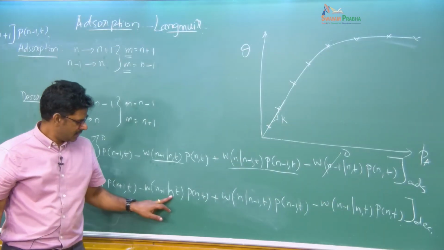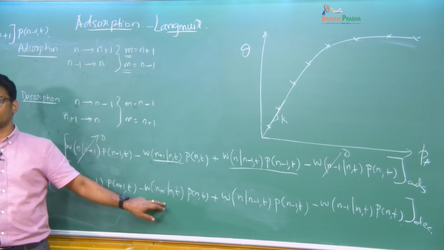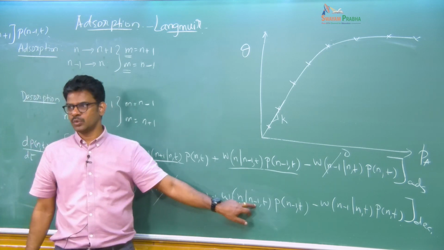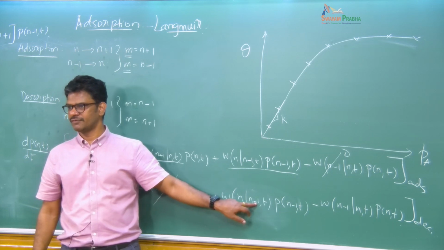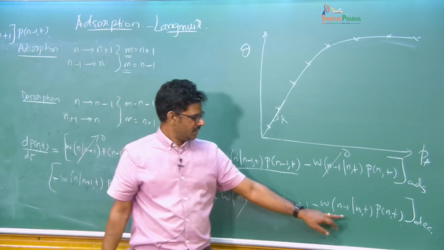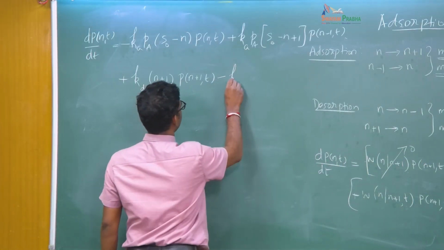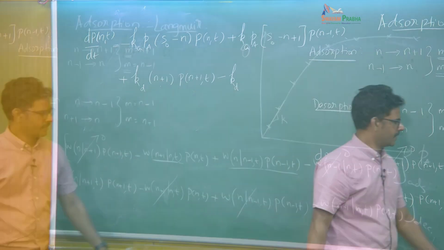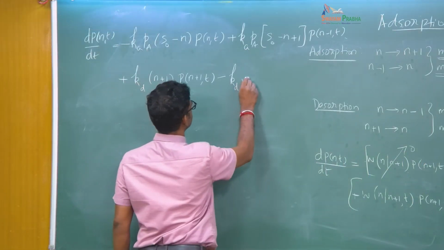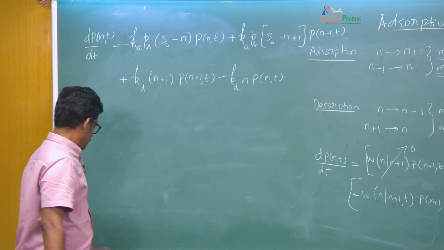What about this? You are at n, you are going to n plus 1 by desorption. Is it possible? You cannot increase n by desorption, so this is not permissible. N minus 1 to n by desorption. From n minus 1 by desorption, you can only go to n minus 2, not n. Okay, so this also cancels. At n, you can definitely go to n minus 1 by desorption. So you have minus Kd, the number of sites there is n, and P of n. So this is what you will get.